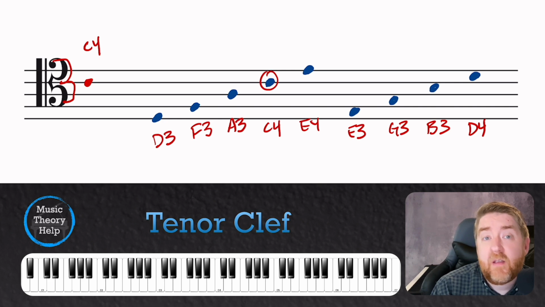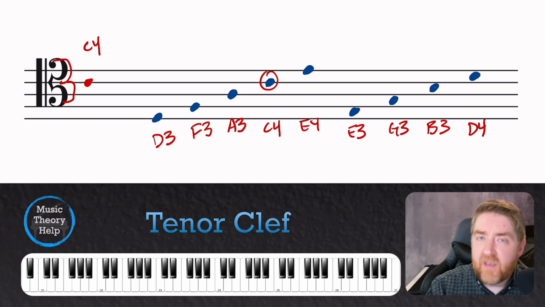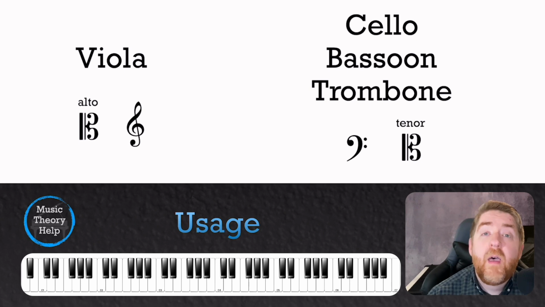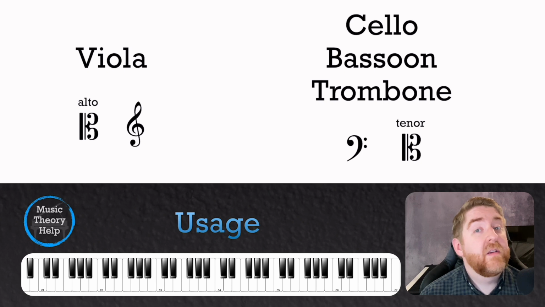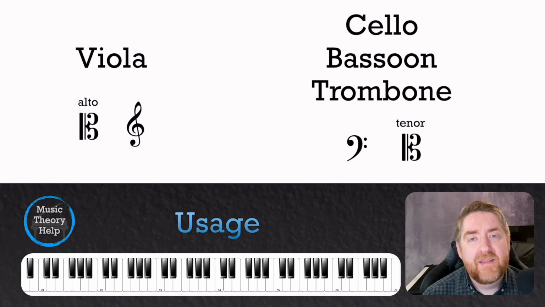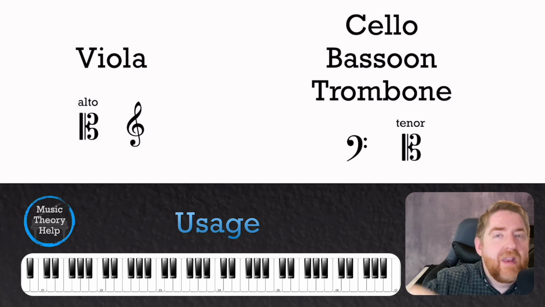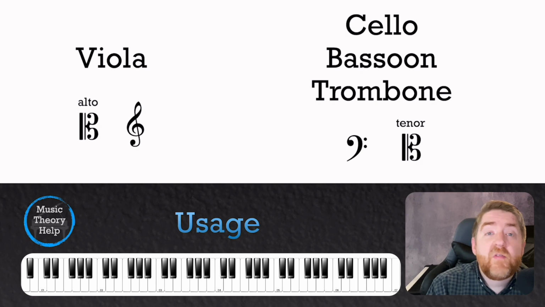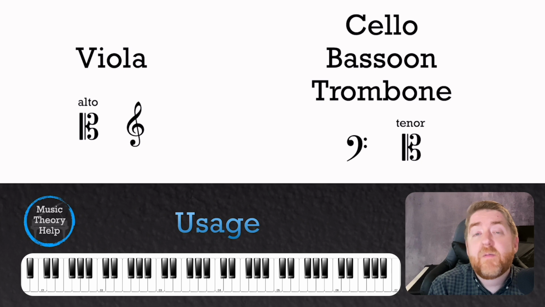Is it really important to learn how to read them? They're not as common as treble and bass clef, but I do think it's important, and here's how they're used. As I said a while ago, viola typically reads alto clef, but may switch to treble clef in high passages to avoid ledger lines. So violists may not like reading all those high ledger lines, so they'd switch to treble clef. Bassoon, trombone, and cello typically read bass clef, but may switch to tenor clef in high passages.